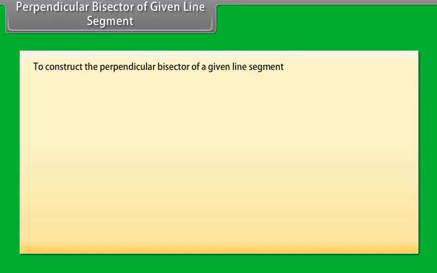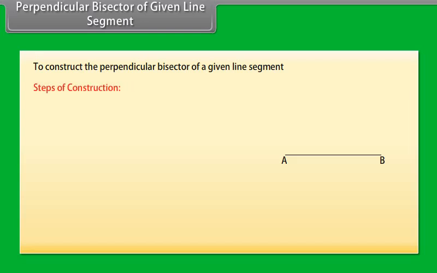Perpendicular bisector of given line segment. Now we will learn to construct the perpendicular bisector of a given line segment. Let us take a line segment AB. We want to construct its perpendicular bisector.